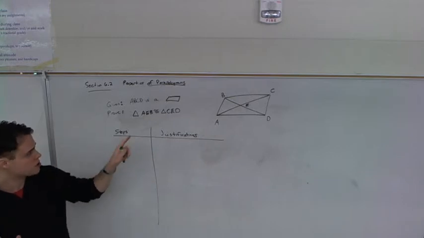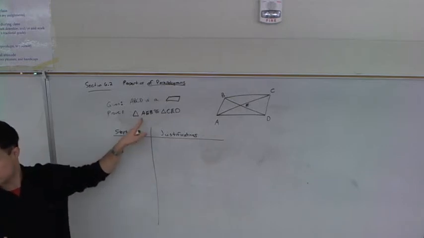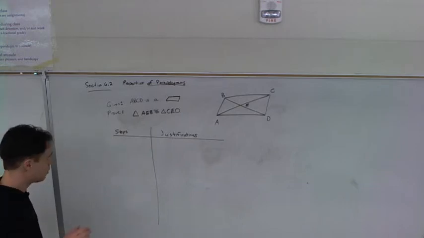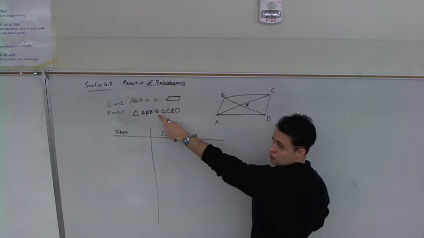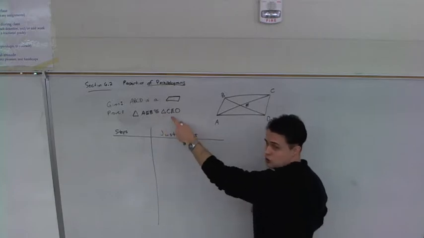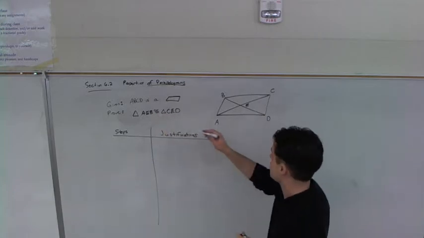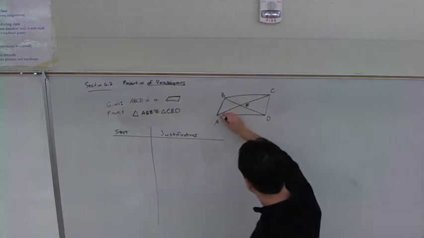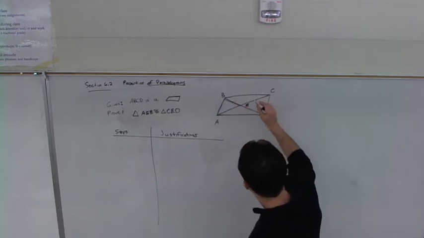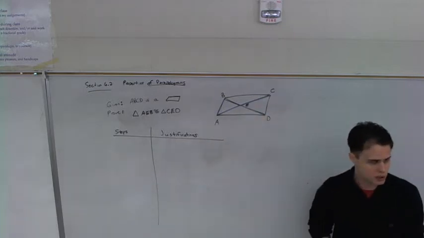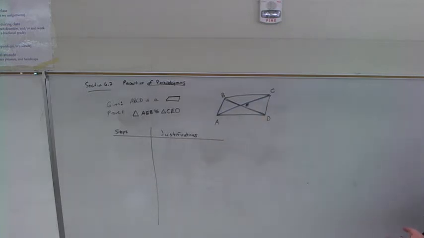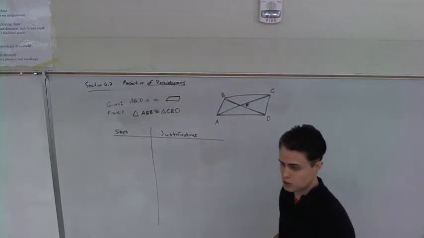Okay. Our goal is to show that this triangle is congruent to this triangle, same exact triangle. So we're trying to show that this one is the exact same triangle as this one. All we know is that the parallelogram is a parallelogram. Okay? So we're trying to use properties to show that those triangles are the same.